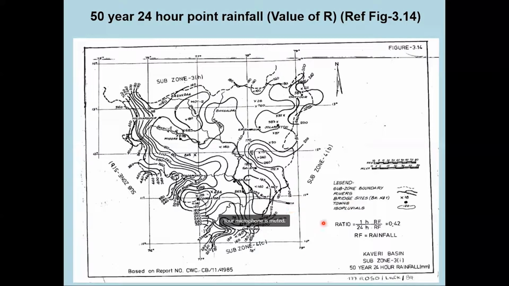These are visible. Similarly, this is visible: 50 year 24 hours rainfall. Now you see there is a ratio given between 1 hour and 24 hours. So this is a 24-hour point rainfall. If I want 1 hour point rainfall, then the value I arrive at from this sketch has to be multiplied by a factor 0.42 to arrive at 1 hour point rainfall.